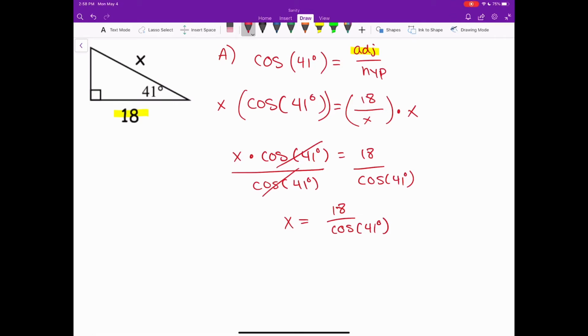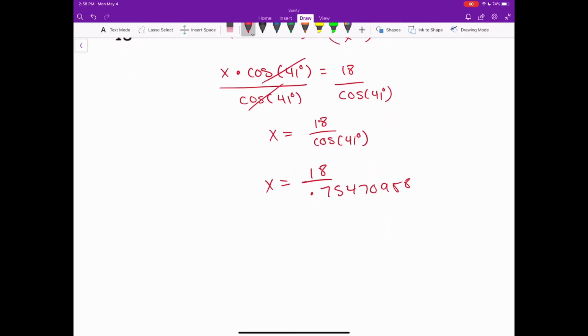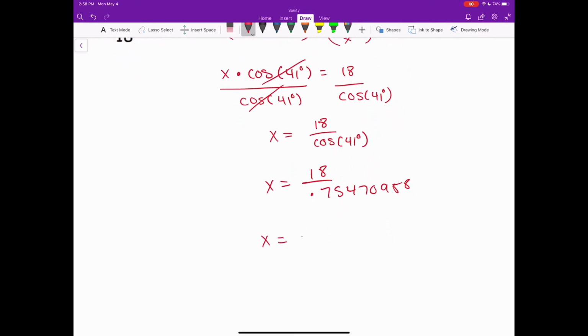If you plug in cosine of 41 degrees into your calculator, making sure that it is in degree mode, you will get a decimal of 0.75470958, and it keeps going. 18 divided by that number gets me x equals 23.850, and again, that number just keeps going on. So I'm just going to round it roughly to 23.9.